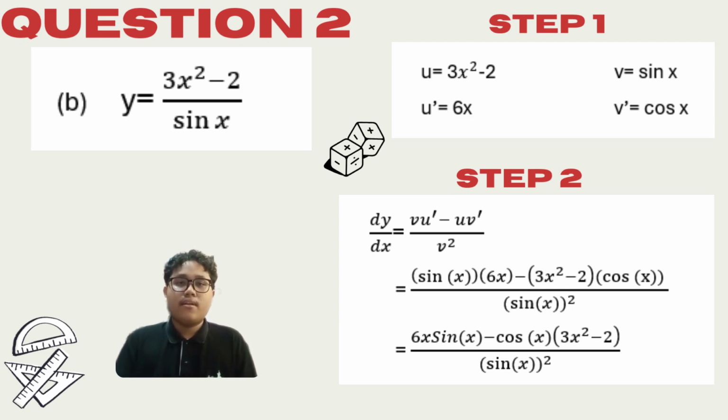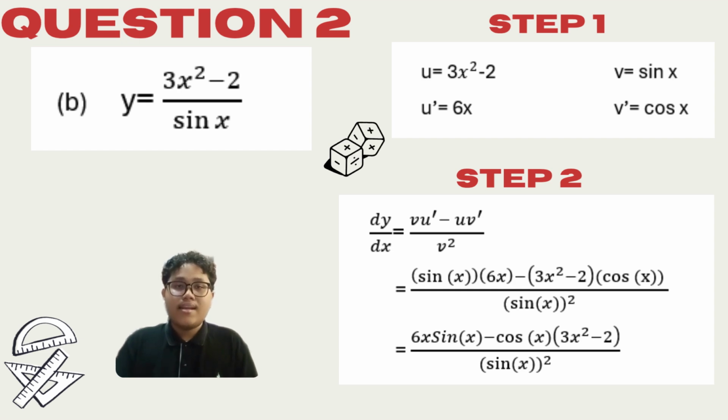Okay, now let us move on to part B of question 2. This time we are given one function that is being divided by another. The function is y equals 3x squared minus 2 over sine x. For fractions, we must use the quotient rule. It is similar to the product rule, but because it is division, we subtract the terms in the numerator and we divide by the bottom squared.